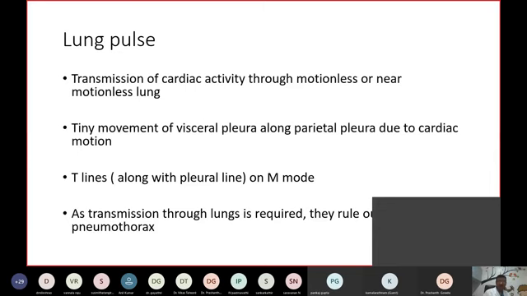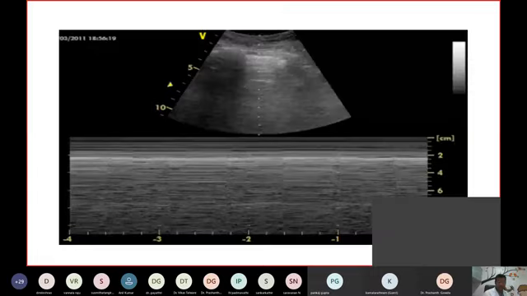And this transmission of cardiac activity through lung is required, so it rules out pneumothorax. I mean, if there is any air, it is not going to transmit the cardiac activity and you are not going to get lung pulse. So as I said, in B mode it may be difficult to pick, but in M mode it is very easy to pick.